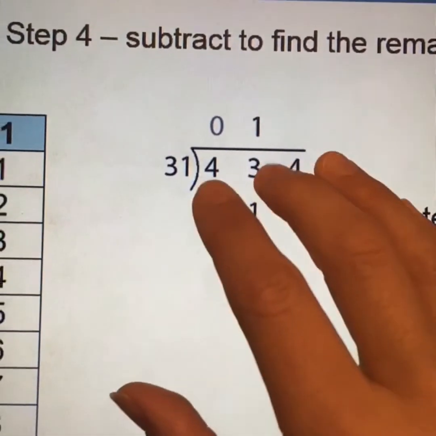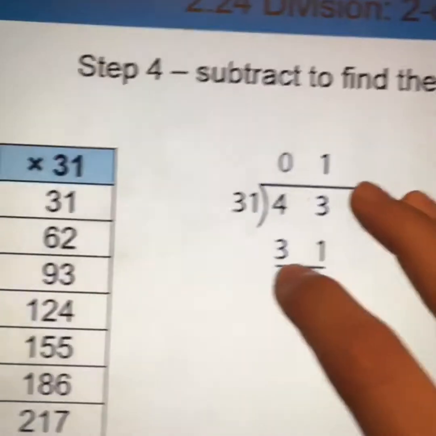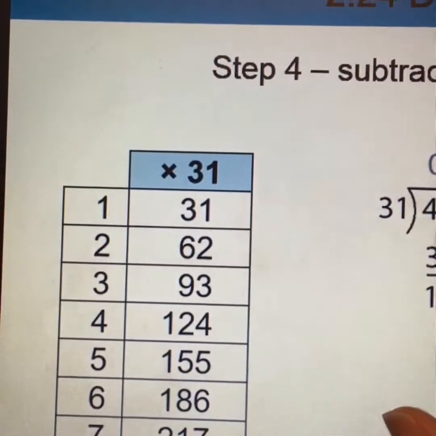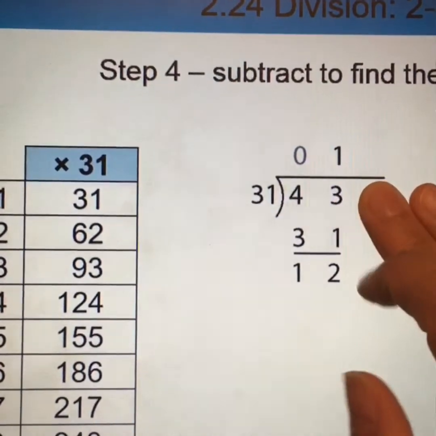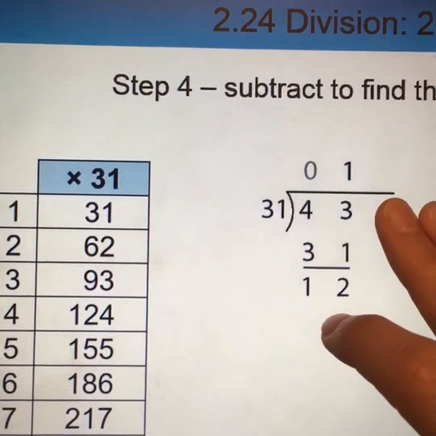So here's the 43 tens from the question. Here's the 31 tens that you've got because it divides by 31 once, and that's up here. And then you take these away and you are left with 12. And then you rename the 12.